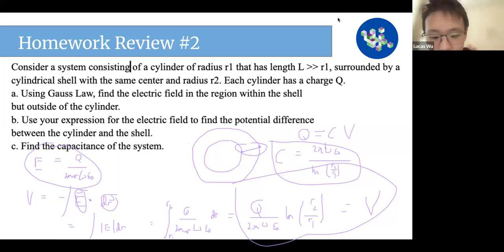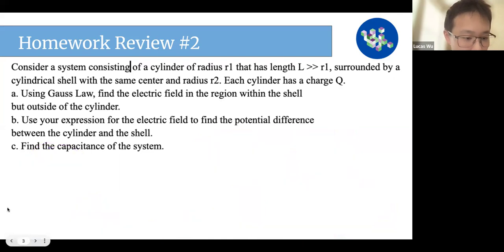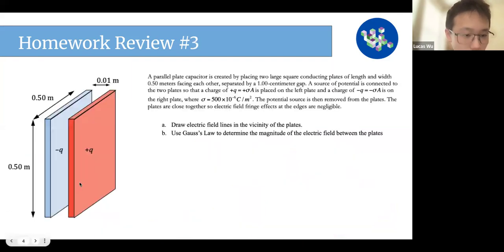All right, doesn't seem like anyone has any questions right now. So let's go on to the next homework problem. I'll clear everything. All right, homework review number 3.